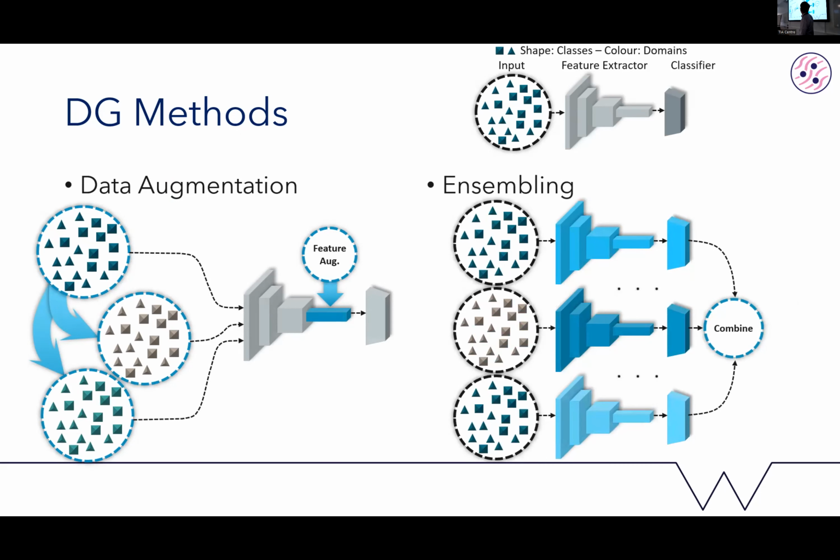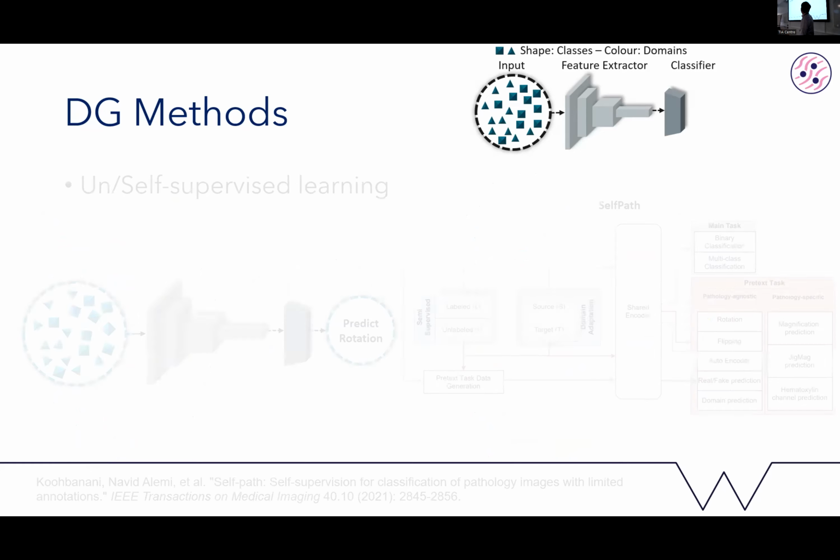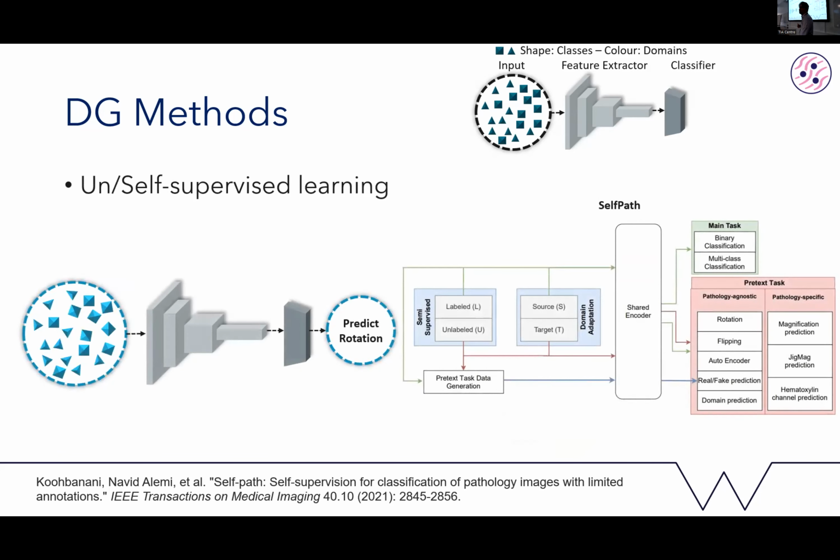Ensemble learning is also proven to be a really effective method for domain generalization, when you train multiple models on multiple domains and just aggregate the results.